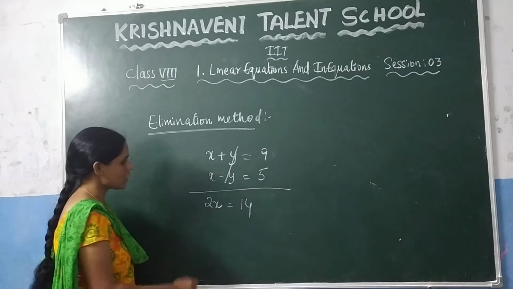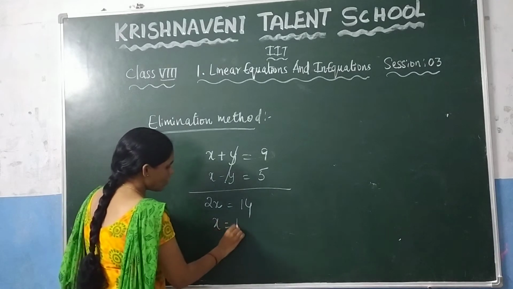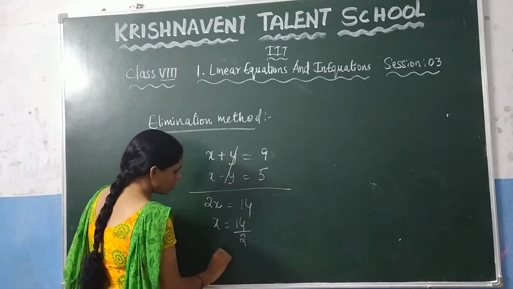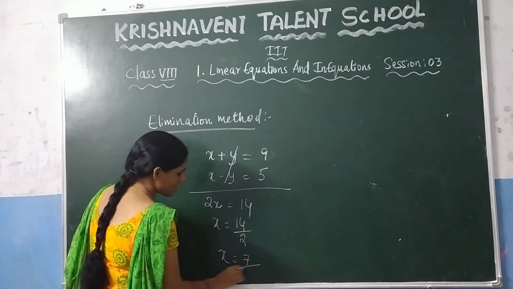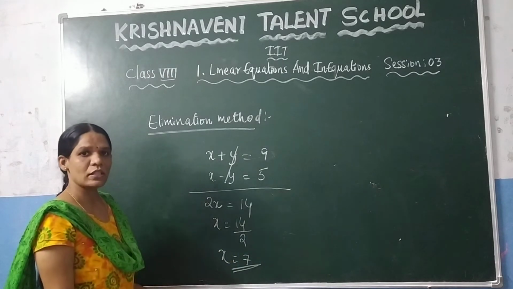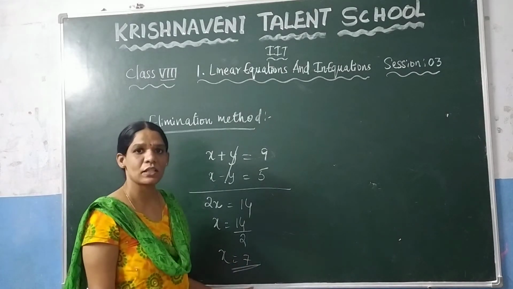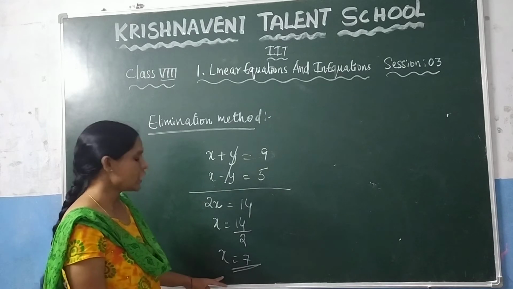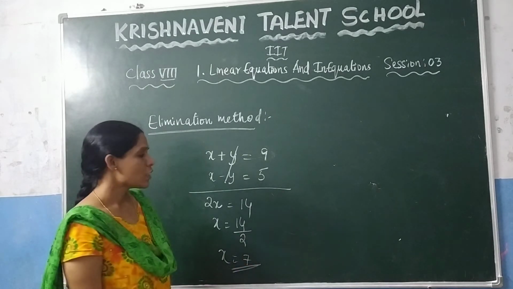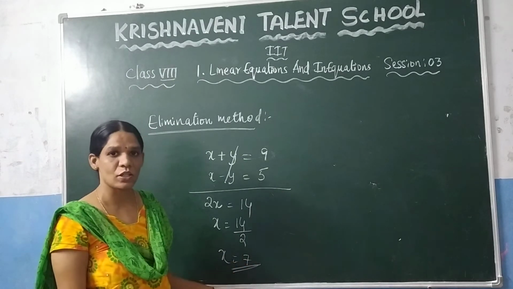Now here 2x is equal to 14. What is the value of x? It is 14 by 2. You are getting the value of x which is 7. Now you have got the value of x, which is unique, that is 7. Now you need to find the value of y. So how will you find the value of y?